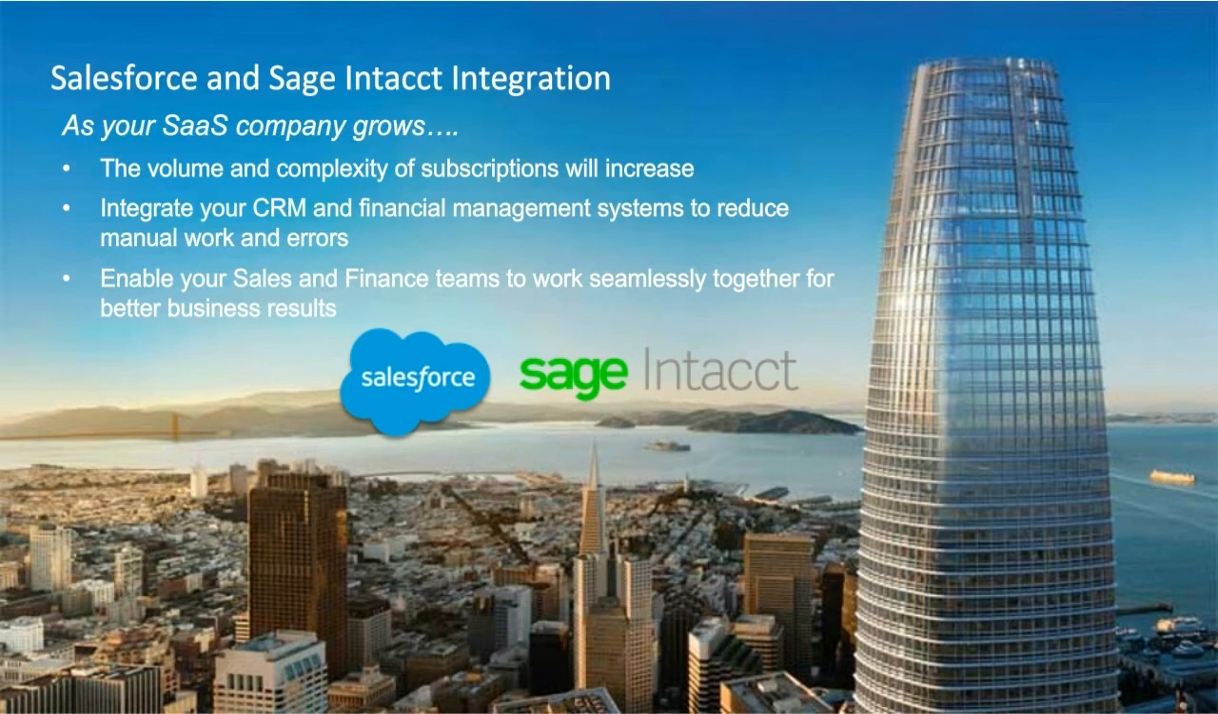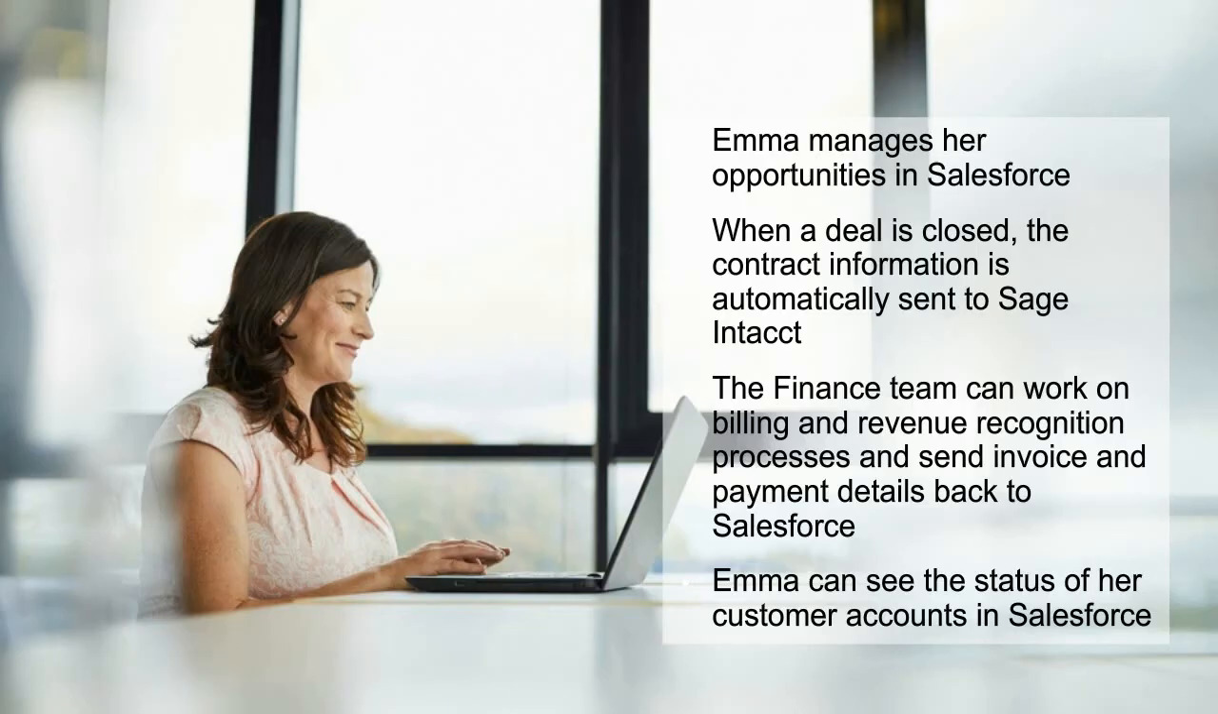So it allows sales and finance to work together to get that complete contract and revenue and cash life cycle that we just laid out. We're going to have a little figurative narration behind this of a great SaaS leader, Emma. And Emma's going to be managing her opportunities in Salesforce. So when that deal is closed, that contract information gets automatically sent to us in Sage Intacct, so that finance can know what came off the order and do the billing and the revenue recognition processes. Again, having that automated, but being able to put in checks and balances where they want, and sending that detail back to Salesforce so that Emma, when logging in, can see the status of her customer accounts in Salesforce.